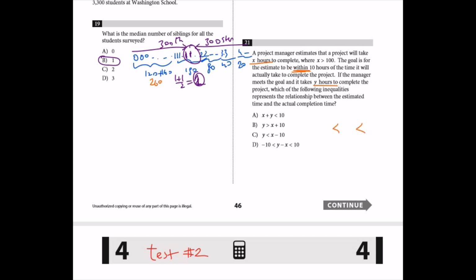Since it is within, we have to use the less than sign. Within 10 hours, positive 10 and negative 10. So you can approach the actual completion time either from the left, like 10 hours less, or 10 hours more. So within means this. Here Y is the actual hours to complete and X is the estimated hours. So here, actual hours to complete minus estimated hours to complete is within 10 hours. So this is our formulation. This can be expressed as Y minus X in absolute value less than 10. So this and that are the same. So our answer will be D.